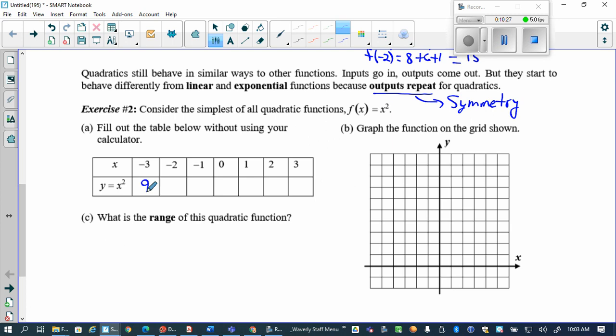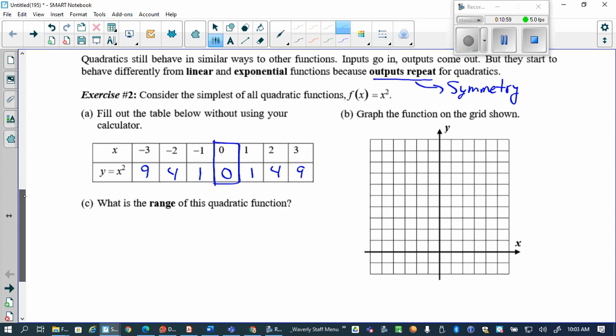9. 9, 4, right, okay. 1. Yeah, 4, -1 squared is 1, and 0 squared is 0. And now what's going to happen? It's going to be here. Right? 1. Right? Do you see the symmetry here now? Yeah. Right? Doesn't this right here kind of look like a turning point if you were to graph this? Maybe? All right, well, let's go plot these points and graph it.